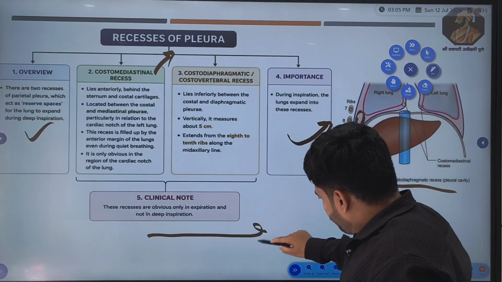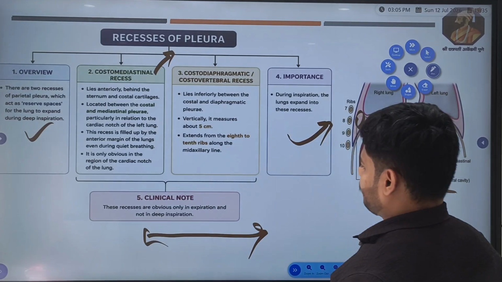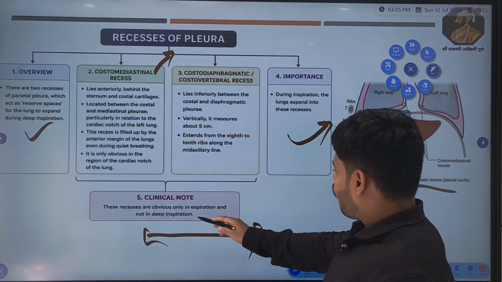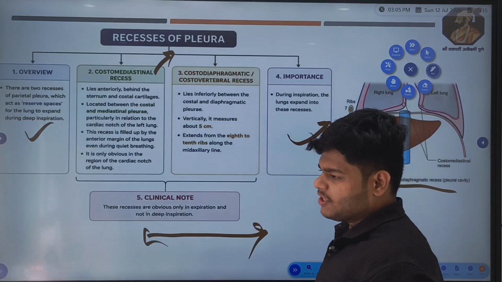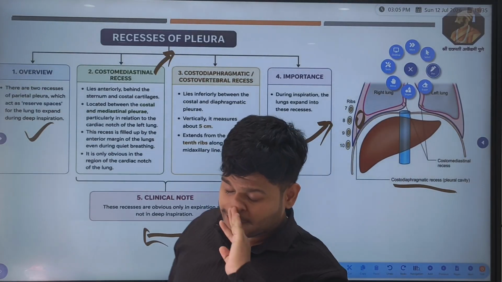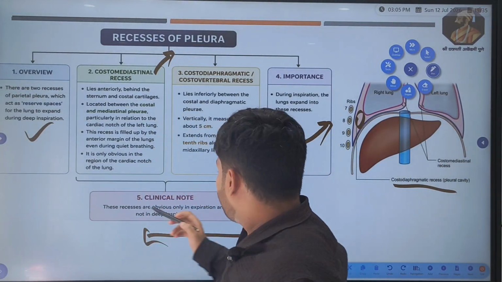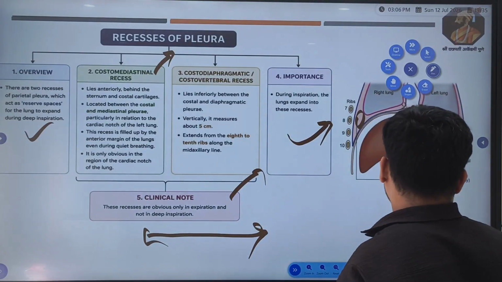Clinical note, very important, and it is an extra topic. These recesses are obvious only in expiration and not in deep inspiration. Whenever you are doing deep inspiration, they are not useful. They are only useful in expiration.